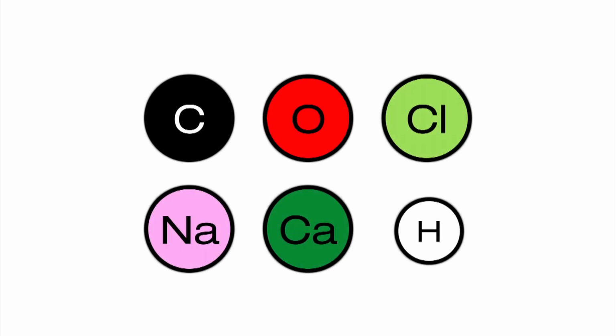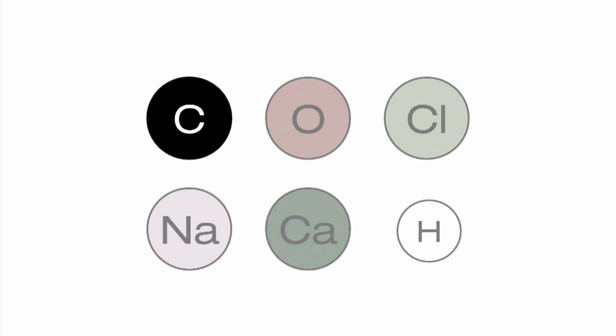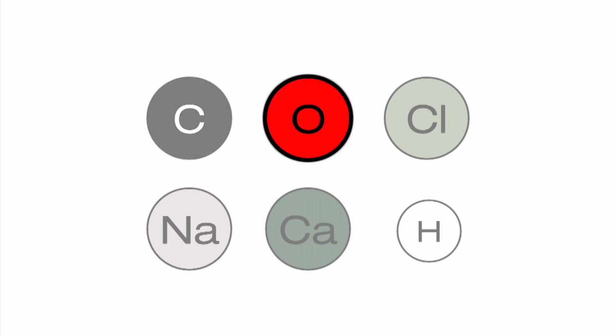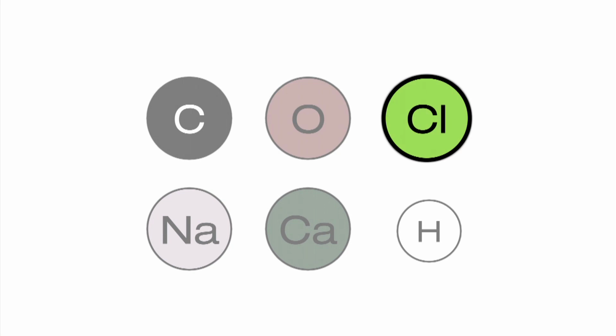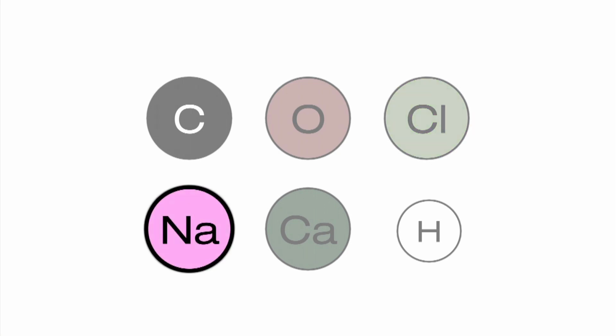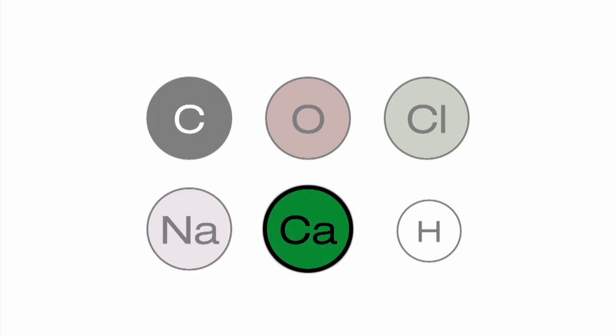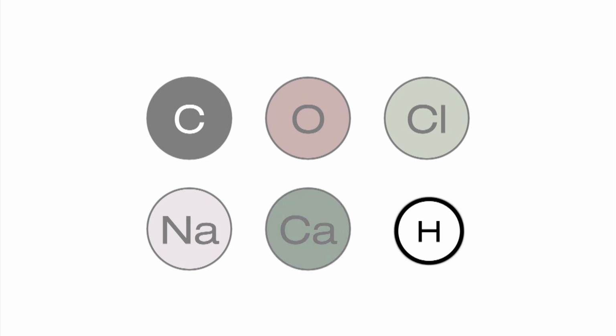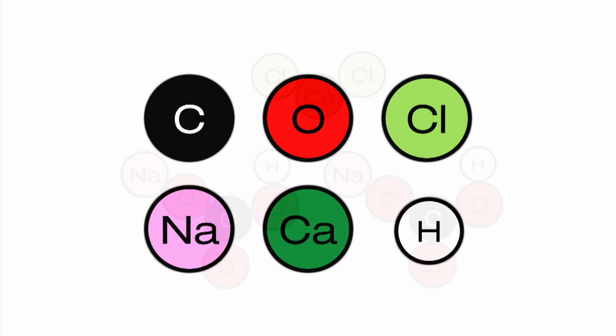Each circle represents one atom from a different element. The black circle with the C represents one carbon atom. The red O is oxygen. The light green Cl is chlorine. The pink Na is sodium. And the dark green circle with the Ca is a calcium atom. The small white circle with an H represents one hydrogen atom. It is the smallest atom.